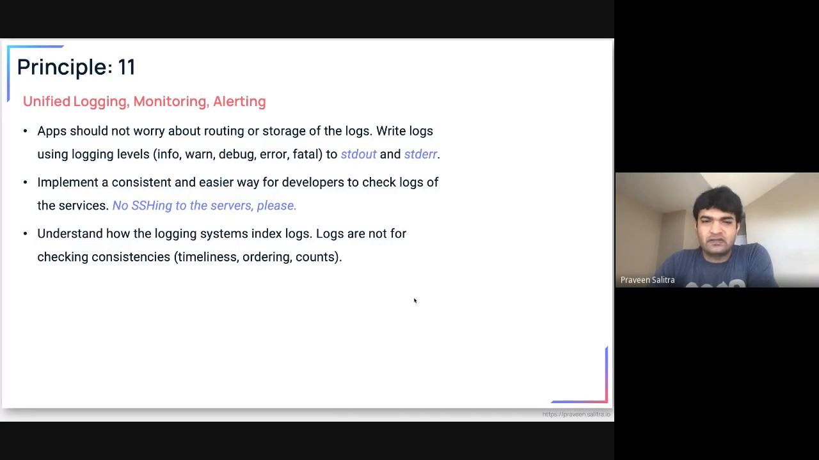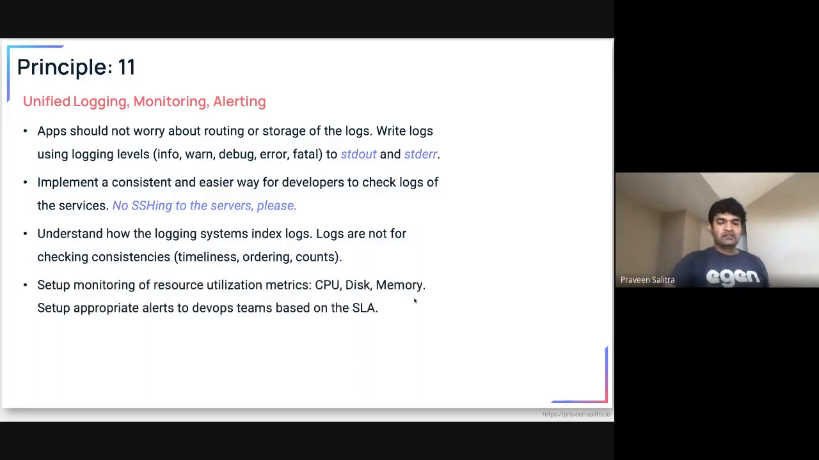Understand how these logging systems work. If you're using Splunk, Datadog, or the Elastic Stack, don't treat logs as a thing for checking consistency, timeliness, or ordering counts. Logging systems are built mostly to debug issues and check what's going on, not for counting how many orders were placed on that day, right? That's not for logging. For that, you may need some other sort of metrics server. There is a difference between logging and the metrics or monitoring part of it.